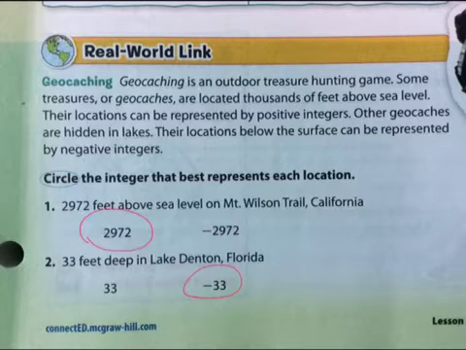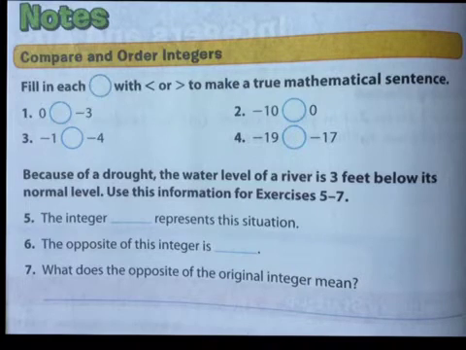Okay, continuing on. On the next page, which is page 30, we're going to work with inequalities. These are all inequalities. When the numbers are not equal, you use greater than or less than to relate them. So go ahead and we're going to fill these out. Pause the video now and try these on your own.